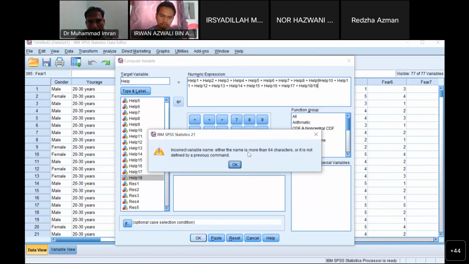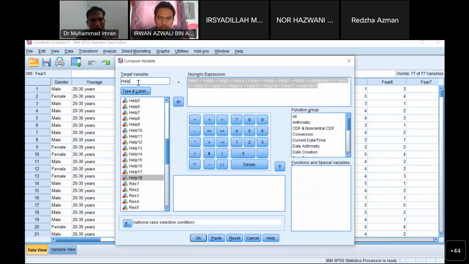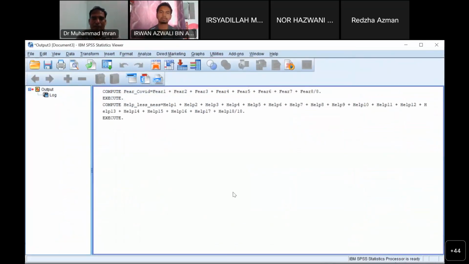Incorrect variable name, either the name is more than 64 characters or it is not defined by a previous command. I forgot to press plus at help 9. Where? Yeah, help 9, number 9. Okay, good. Here? Okay now? Check again. This is an advantage of this software: it will give you an error if you did anything wrong.